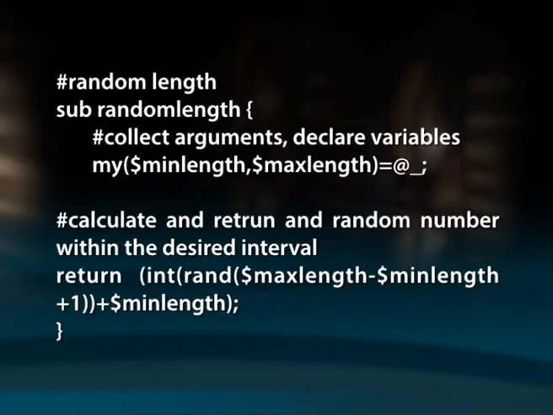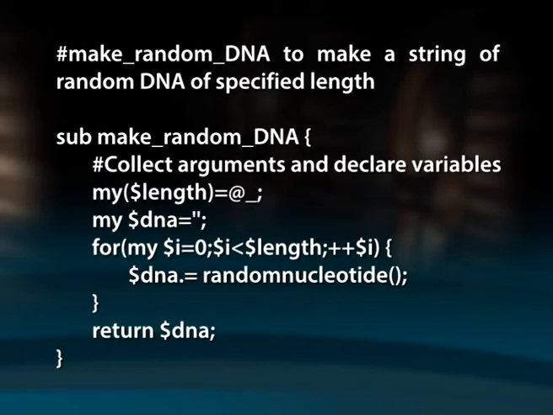Now, we will consider the next subroutine random length, sub random length. Here also we have to collect arguments and declare variables. My $min length, $max length is initialized to the array and calculate and return a random number within the desired interval. Return int rand of max length minus min length plus 1, plus $min length. The next subroutine is make random DNA to make a string of random DNA of specified length. The code will be like this.